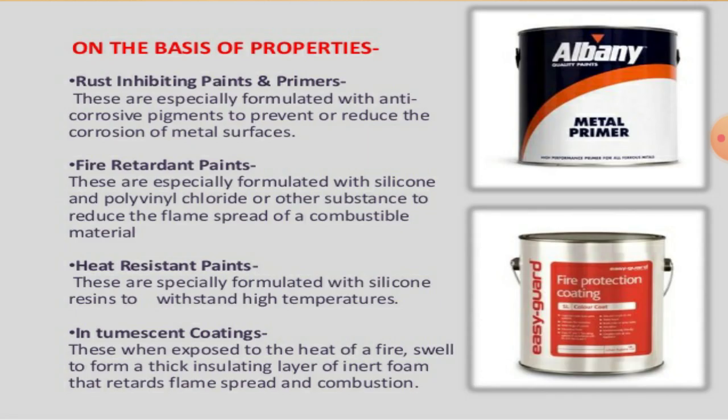On the basis of properties, paints are divided into four types. Rust inhibiting paints and primers: these are specially formulated with anti-corrosive pigments to prevent or reduce the corrosion of metal surfaces. Fire retardant paints: these paints are specially formulated with silicone and polyvinyl chloride or other substances to reduce the flame spread of combustible materials.